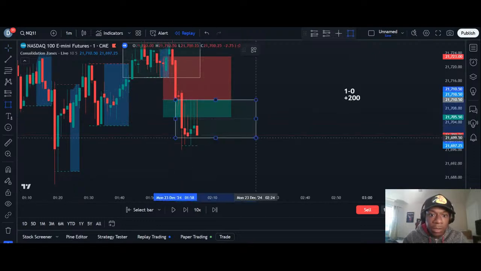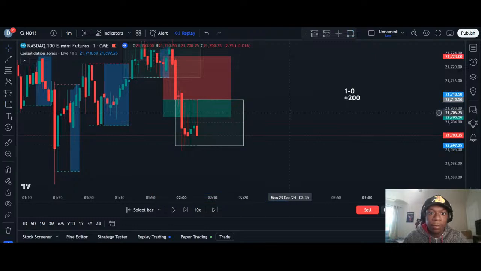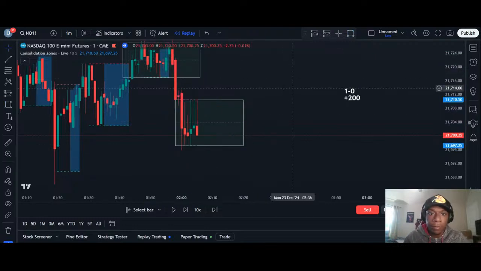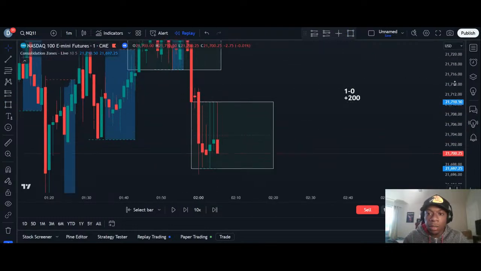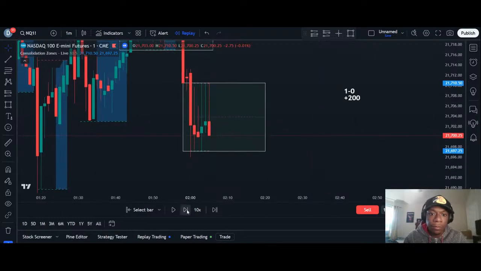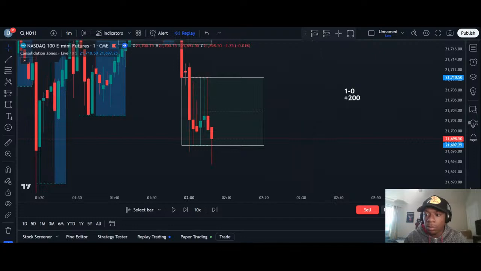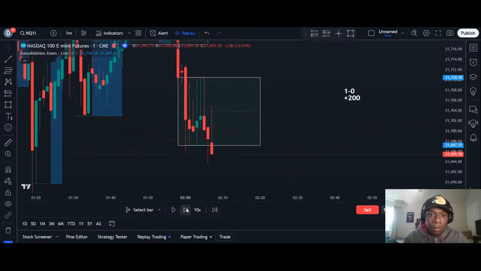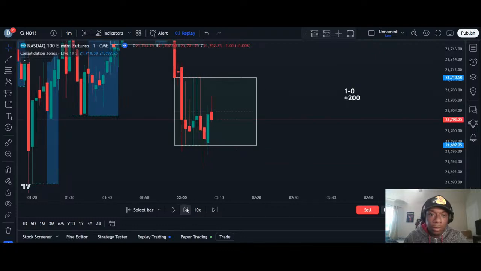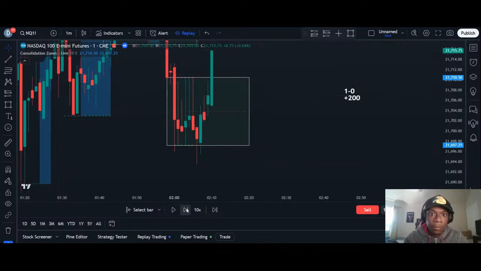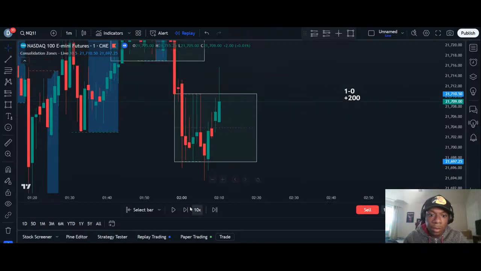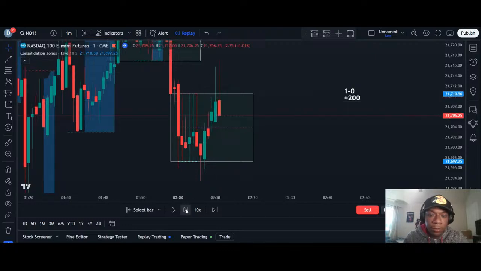So we got another zone that just formed. Let's get this out of the way. All we're doing is waiting for a close above or below. Turn my brightness up a little bit. Just waiting for the close above or below. Still didn't close. Make sure that you don't get impatient and enter off of a wick. You have to wait till the close or the strategy will be ineffective.